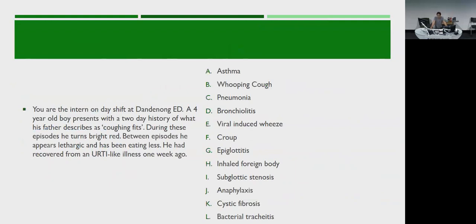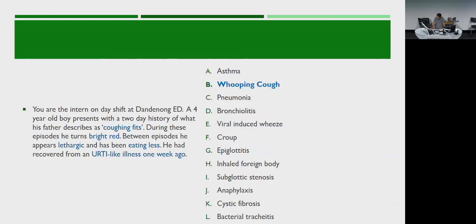Cool, I heard pertussis. Any other takers? Anyone think it's anything other than pertussis? And if so, why? You can tell me I'm wrong, I'm not. Cool. But the person who said it is correct. So it is in fact pertussis.